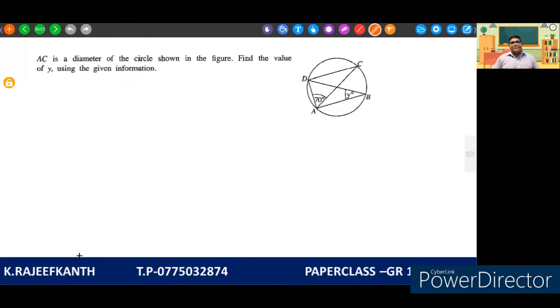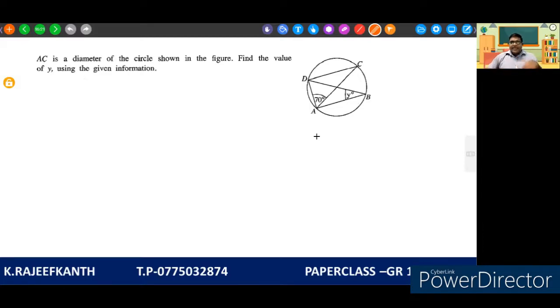AC is the diameter of the circle shown in the figure. Already we discussed the angle in a semicircle, right? When the diameter is given, we have to get an idea about the angle in a semicircle. Find the value of y using the given information. So you have to find the value of y. AC is the diameter of the circle shown in the figure. Find the value of y using the given information.